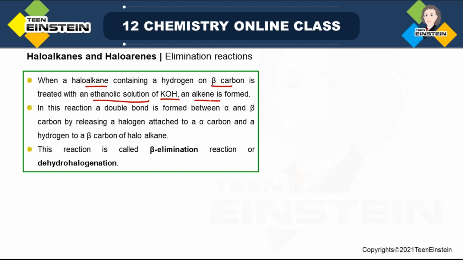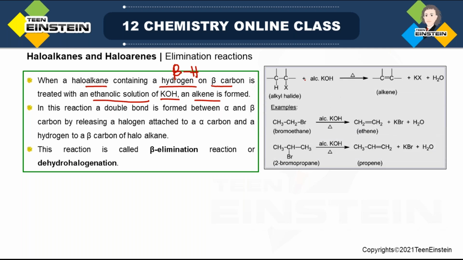So if you use this type of reagent, there will be formation of a C=C double bond, that is, an alkene. Now, as we are saying hydrogen on the beta carbon, this hydrogen present on the beta carbon you can call beta hydrogen. So sometimes these elimination reactions are also known as beta hydrogen elimination.